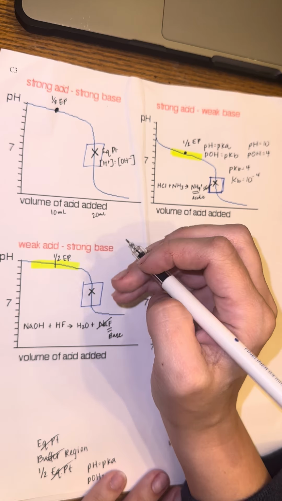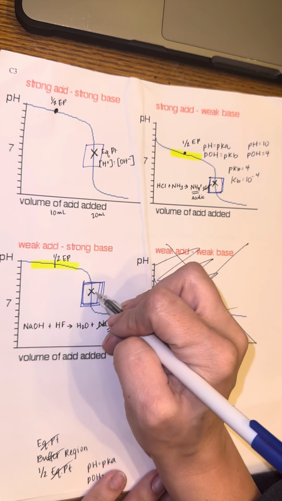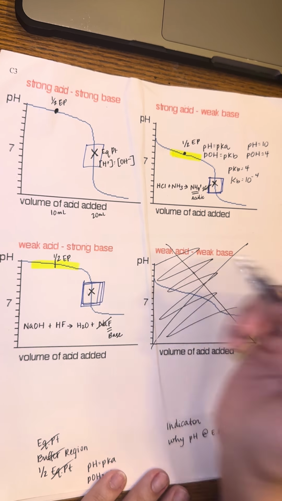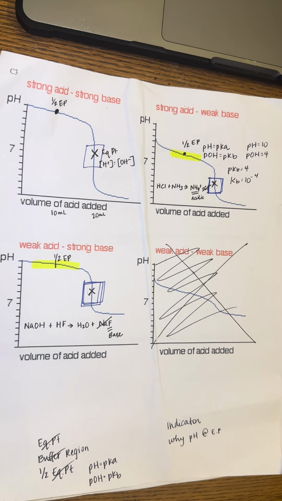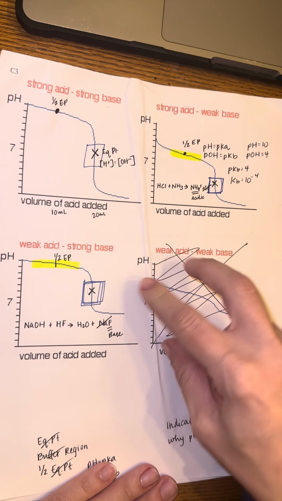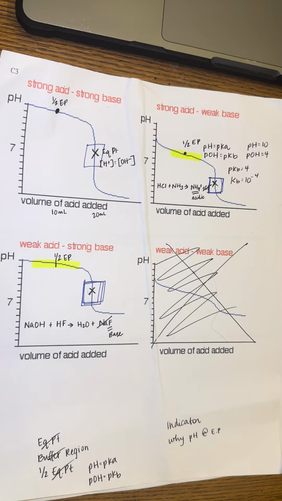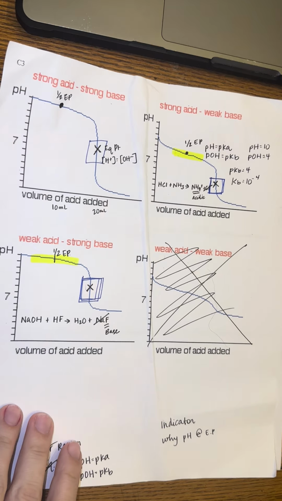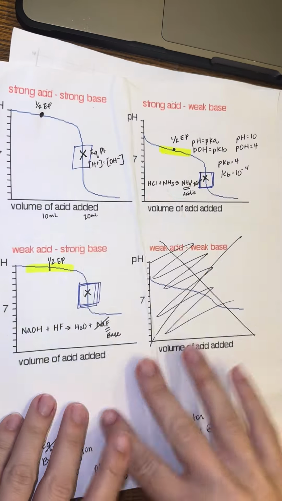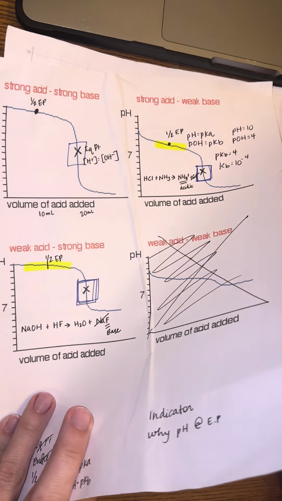If I am looking for this one, I would look for an indicator that starts to change above 7. So keep that in mind. If you remember from last year when we titrated, indicators change colors when your pH changes. And so you're looking for one that changes around this point. So now we're going to go in, you're going to be asked all kinds of questions about these. If you feel like I didn't cover something, feel free to email me.